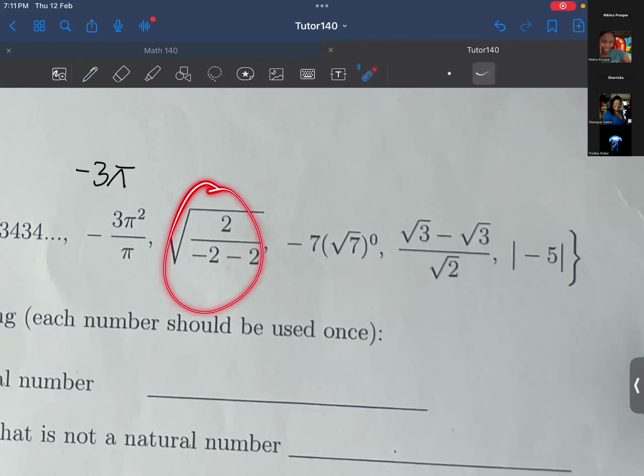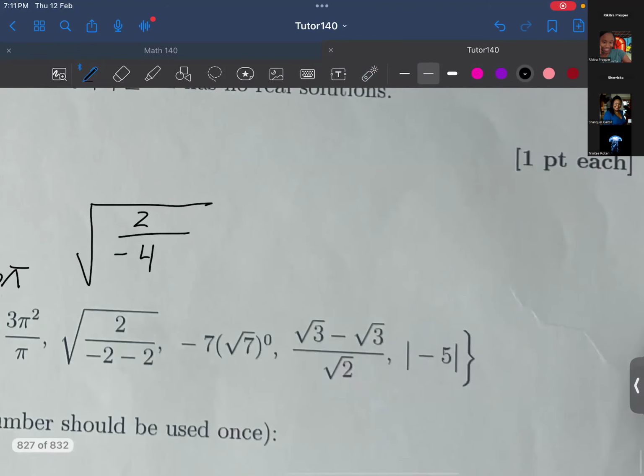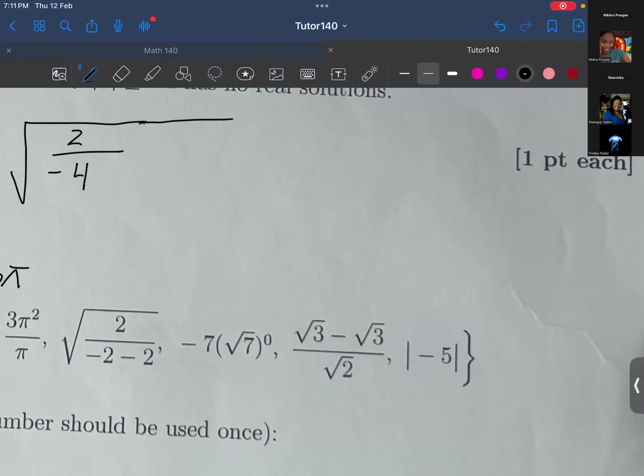Okay, we can simplify this some more. This is the square root of 2 divided by negative 4. Let me bring this up some more so I get enough space. Which is equal to the square root of 1 divided by 2, and it's negative. So that would be that in its smallest form.